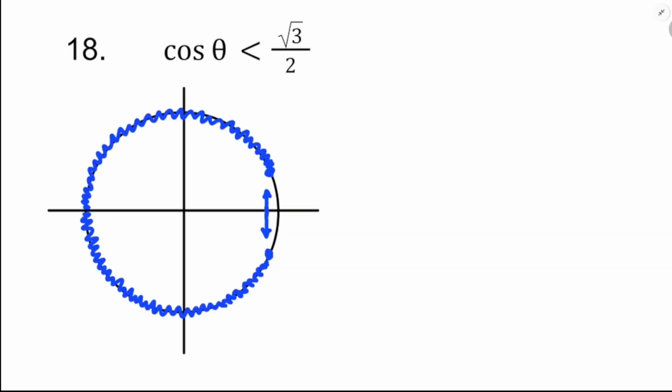Okay, so I would call this pi over 6. And I'll be honest, I kind of think of that as negative pi over 6, but it's short of 2 pi by pi over 6, so that's going to be 11 pi over 6. And so theta is going to be between, and again, this was a strict inequality. Cosine of theta was strictly less than root 3 over 2. So I'm going to say pi over 6 is less than theta, which is less than 11 pi over 6.